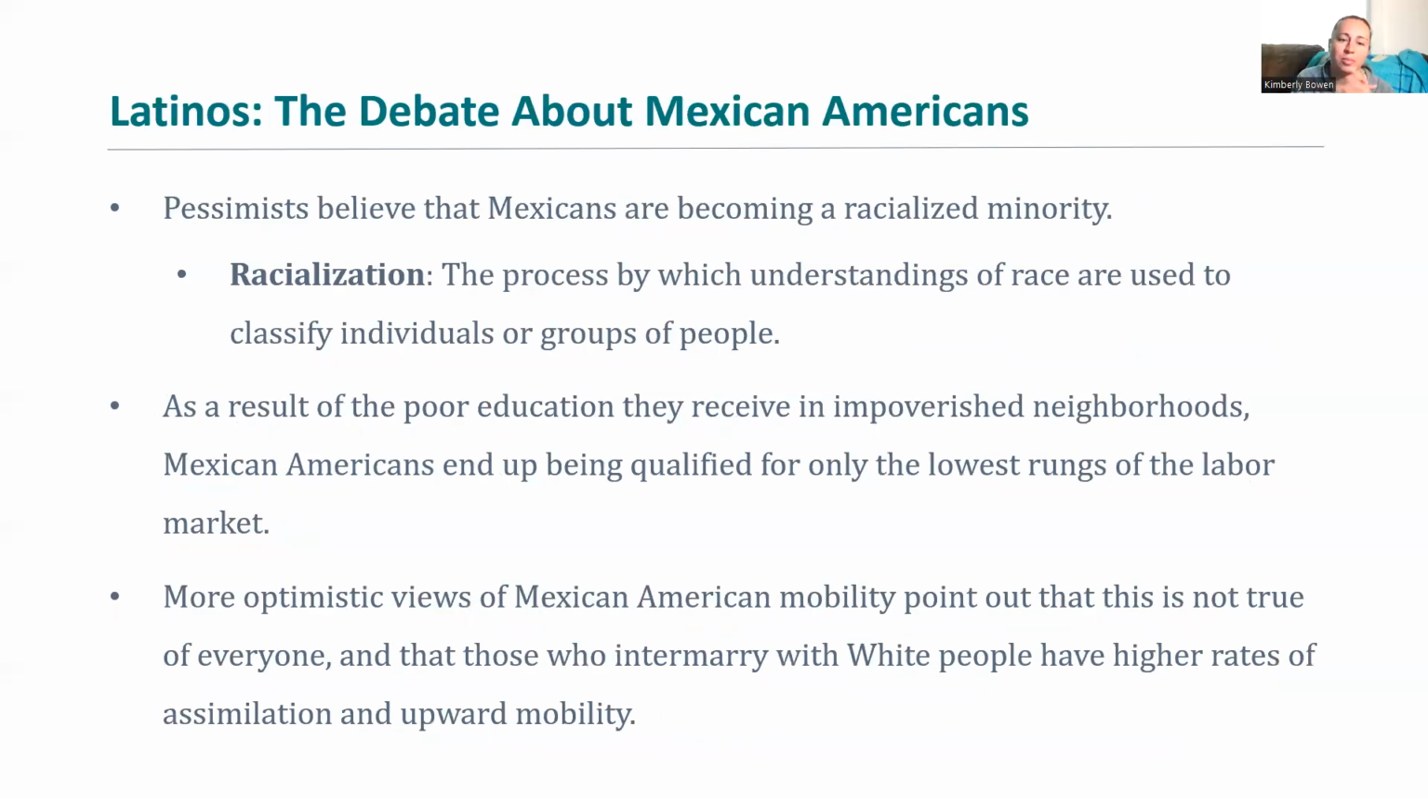Latinos, the debate over Mexican Americans. Pessimists believe that Mexicans are becoming a racialized minority. Racialization is the process by which understandings of race are used to classify individuals and groups of people. As a result of the poor education they receive in impoverished neighborhoods, Mexican Americans end up being qualified for only the lowest rungs of the labor market. And this consistently perpetuates this economic instability, along with immigration.